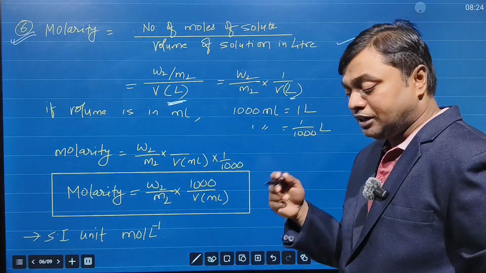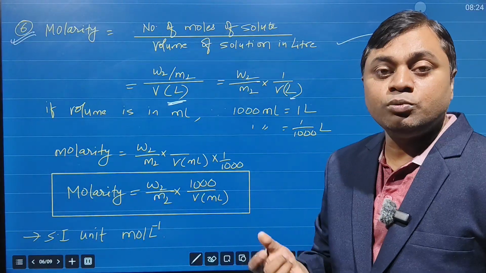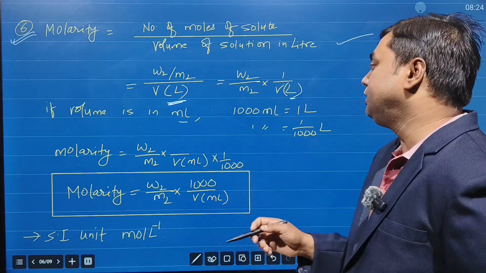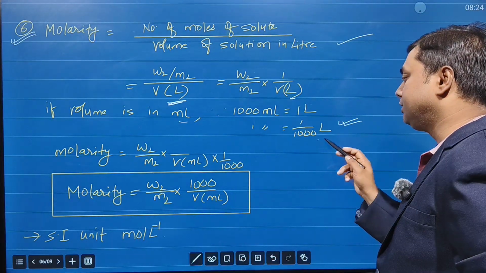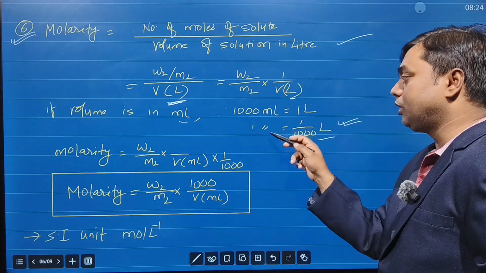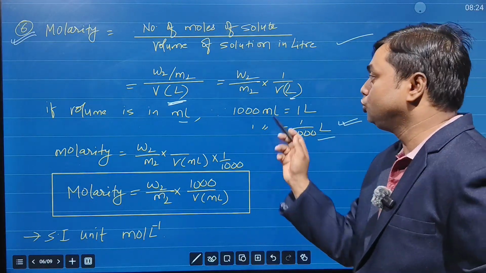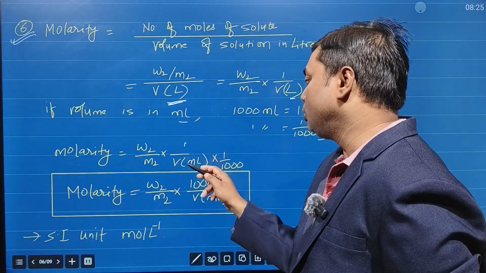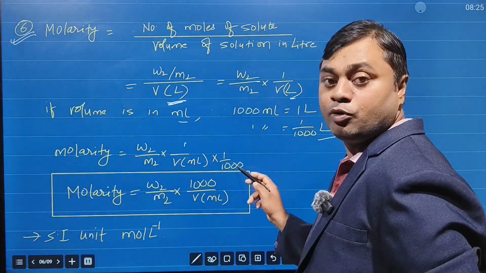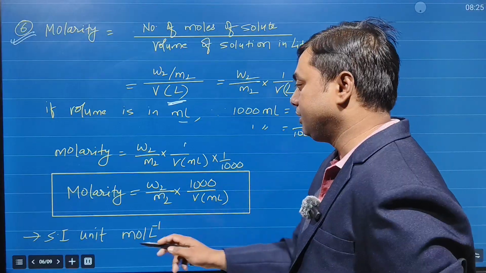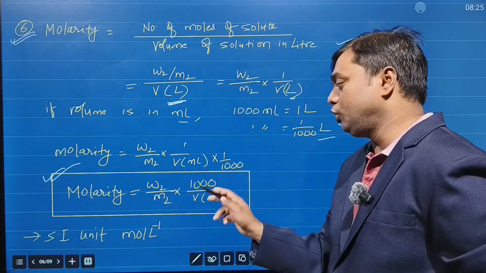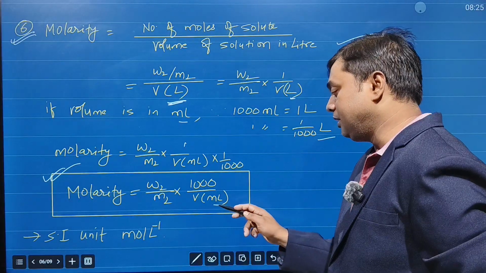But in the numericals, most of the time the volume of a solution is given in milliliter. So to convert milliliter into liter, we have to multiply by 1 by 1000, because 1000 ml is 1 liter, so 1 ml is 1 by 1000. So once you substitute here, molarity is W2 by M2 into 1 upon volume in milliliter, which means you have to multiply by 1 by 1000. So 1000 will go to the numerator. So finally we can use this formula: molarity is W2 by M2 into 1000 by volume in milliliter.